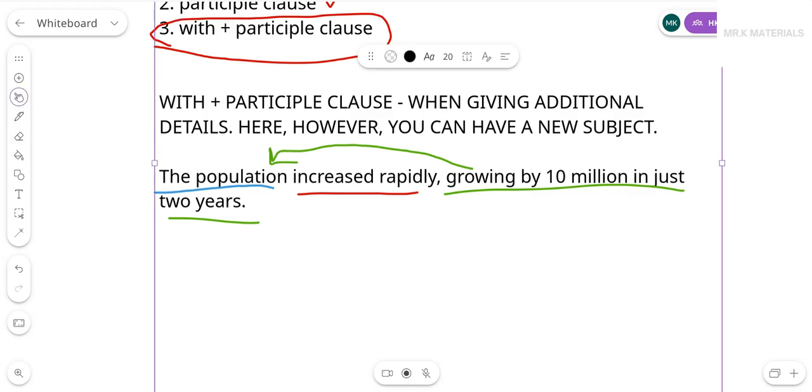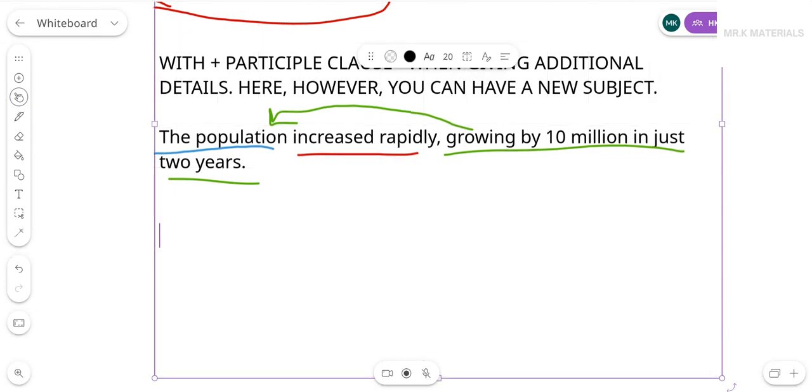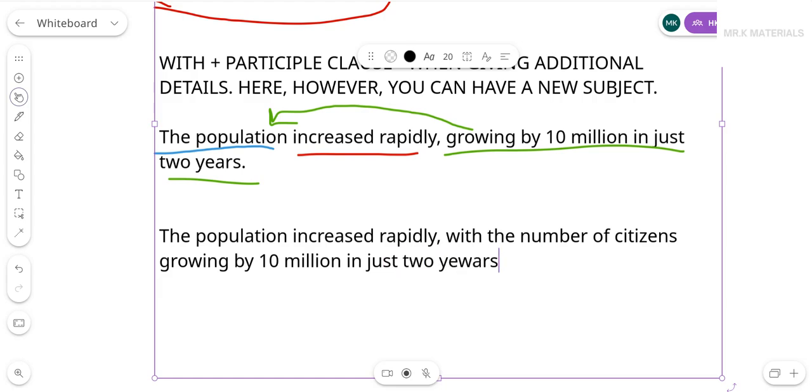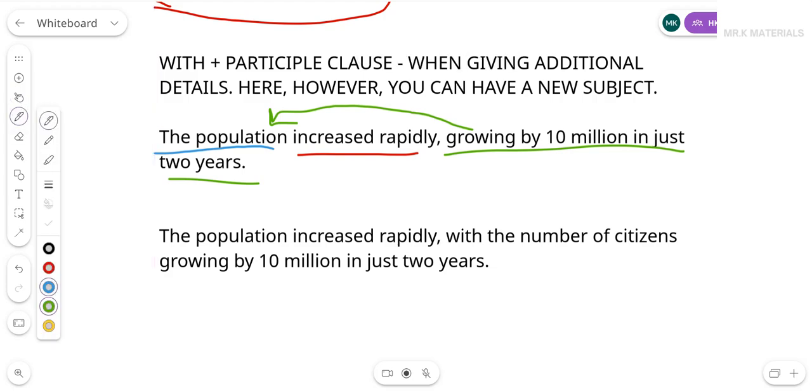Now, let's have the same sentence here, but now use with plus participle clause. All right, the population increased rapidly with the number of citizens growing by 10 million in just 2 years. Right now, you can pause the video and see if you can spot the difference. Now, let's break it down here and see what's different.